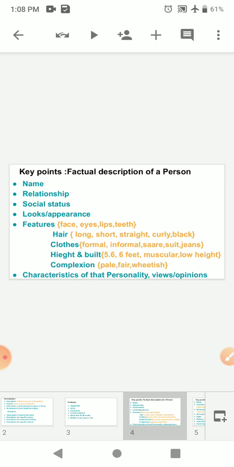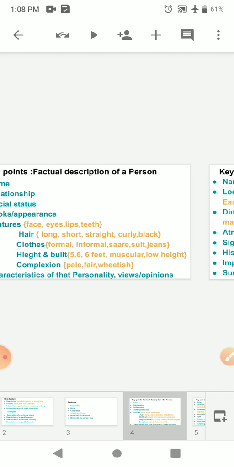Then you will talk about characteristics of that personality, some good points, some good works. And then you can mention views and opinions of other persons too. For example, if you are writing on any great personality, you can mention some views and opinions given by different scholars or other personalities regarding that person.